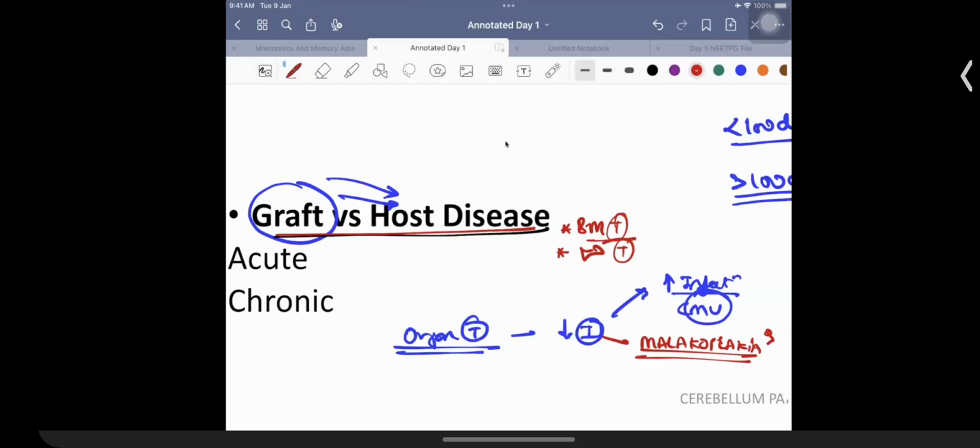Malakoplakia most of the times affects the bladder, but it can take place in extra sites also. It can take place outside the urinary bladder also. And what was asked to you as a question in the NEET exam was about involvement of the skin. It can cause cutaneous malakoplakia. But what you need to remember is whether we are talking about involvement of the urinary bladder or the skin, you have a common finding, which is the presence of Michaelis-Gutmann bodies.